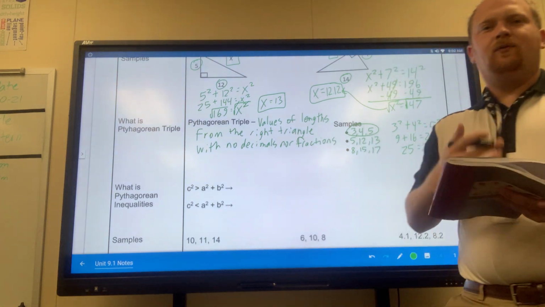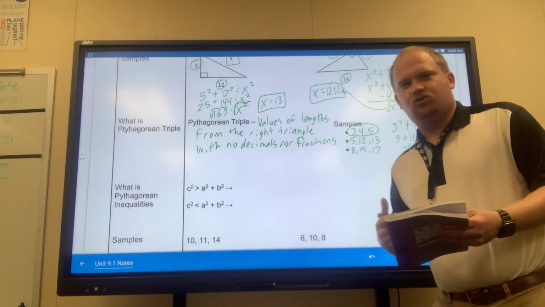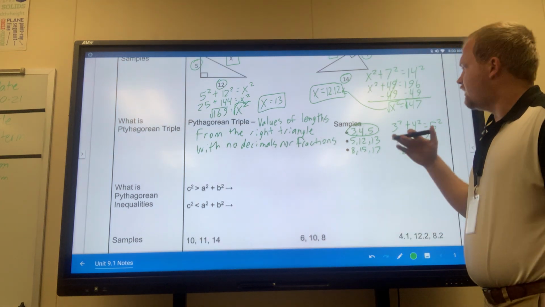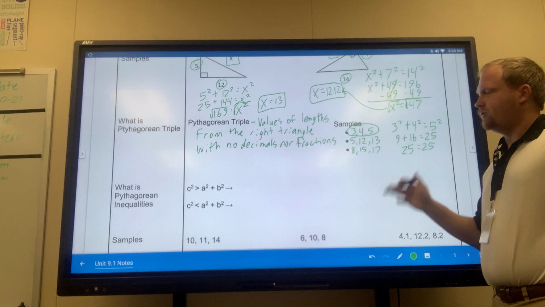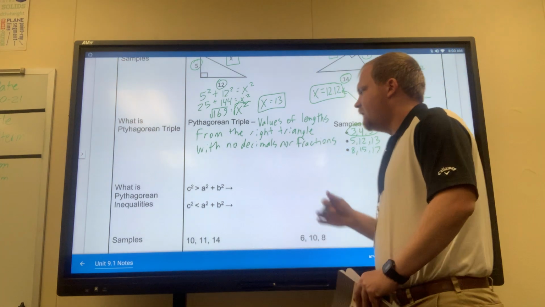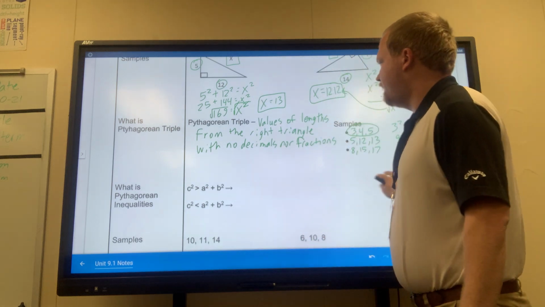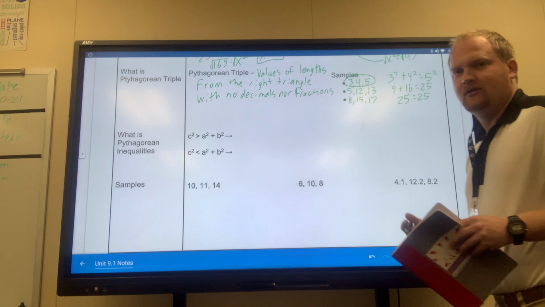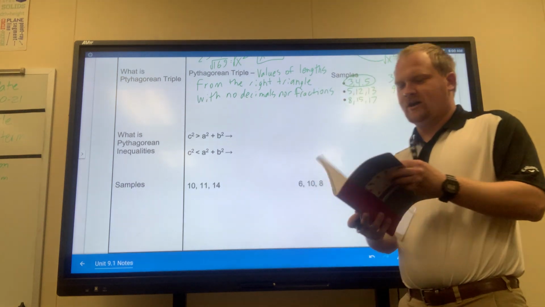So 3, 4, and 5 are lengths of a right triangle. Okay? And so are 5, 12, 13, and 8, 15, 17. They all work out. Next, we're going to talk about Pythagorean inequalities. We're going to talk about the inequalities of the Pythagorean theorem.